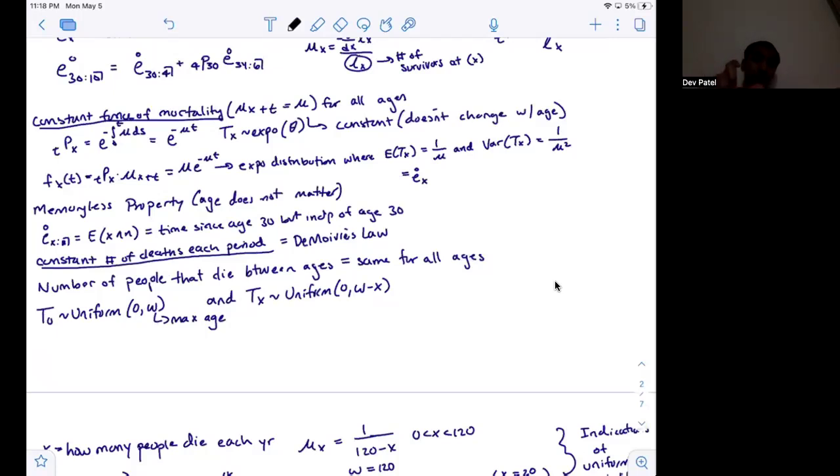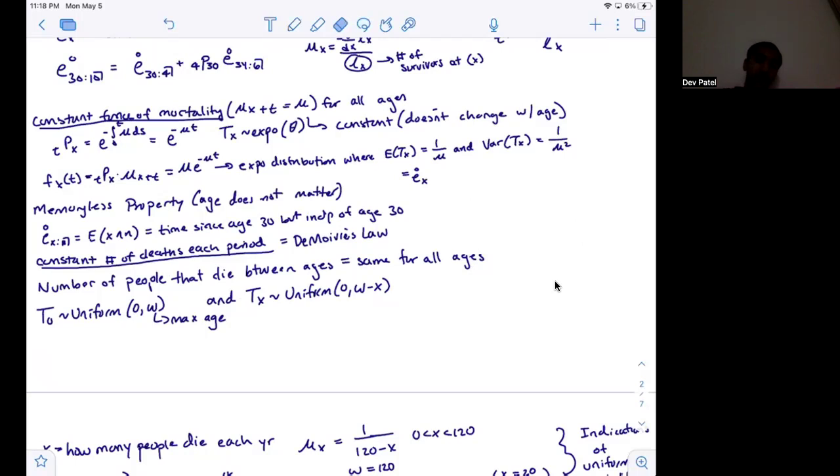So the first two, constant force of mortality for all ages, and constant number of deaths each period, are referring to the ages. So from age 1 to age 2, the force of mortality is going to be the same from age 2 to 3, 3 to 4, and so on. It is independent of the age.